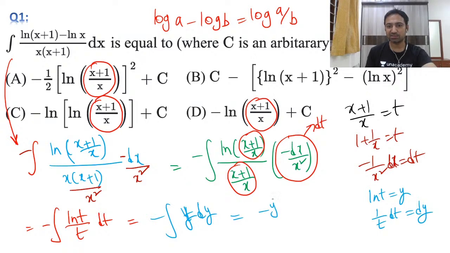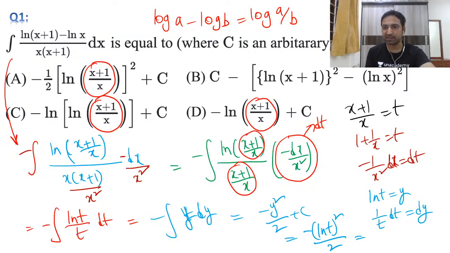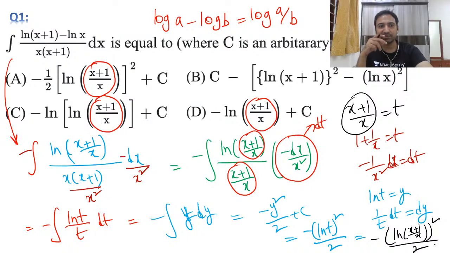That's what we're getting, guys. So what is the integration of this? Minus y square by 2 plus some constant. But what is y? y is equal to log t. So minus log t whole square by 2. Now you can substitute the t value. T is equal to x plus 1 by x. So substitute here: minus of log of (x plus 1 by x) whole square by 2. So where do we get this answer? Isn't it the first option, guys?